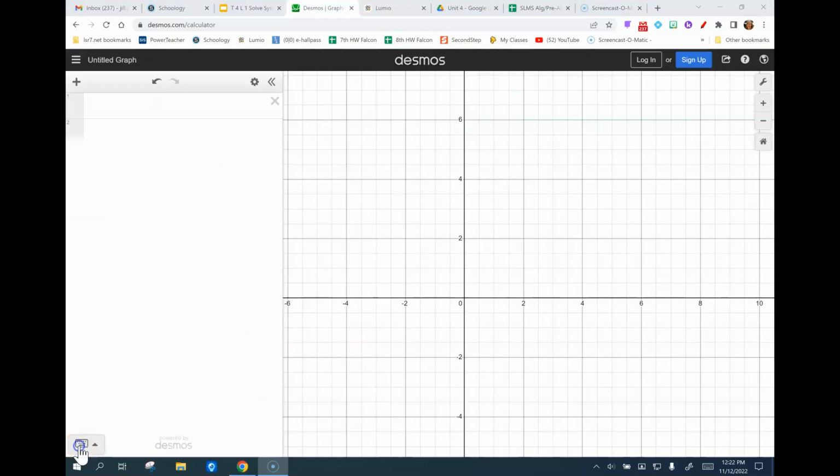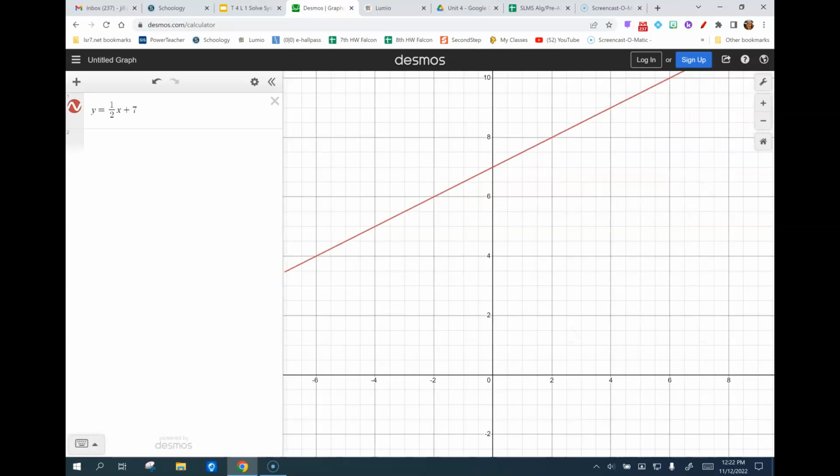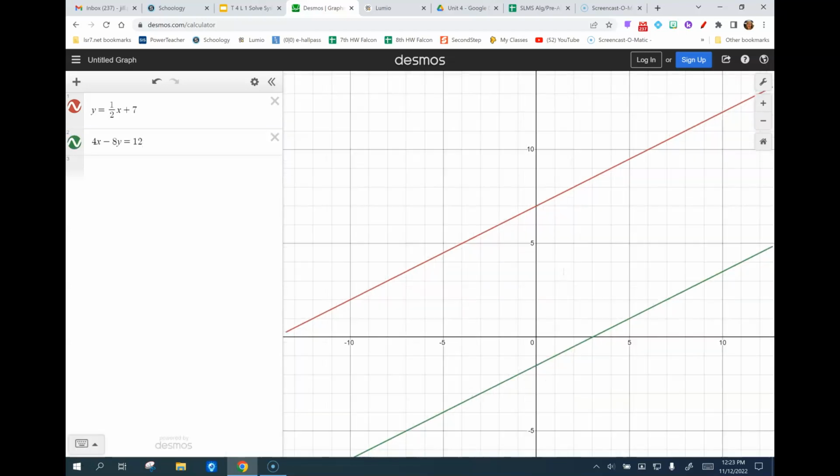Let's go. Let's put in those first two equations. So we're going to go y equals 1 divided by 2, and then we move our cursor, x plus 7, and there's our first line. Let's move that down a little. We're probably going to need to see that. Okay, let's go with our second equation, and we have 4x minus 8y is equal to 12. Okay, we can't even see that. So let's bring our screen in.